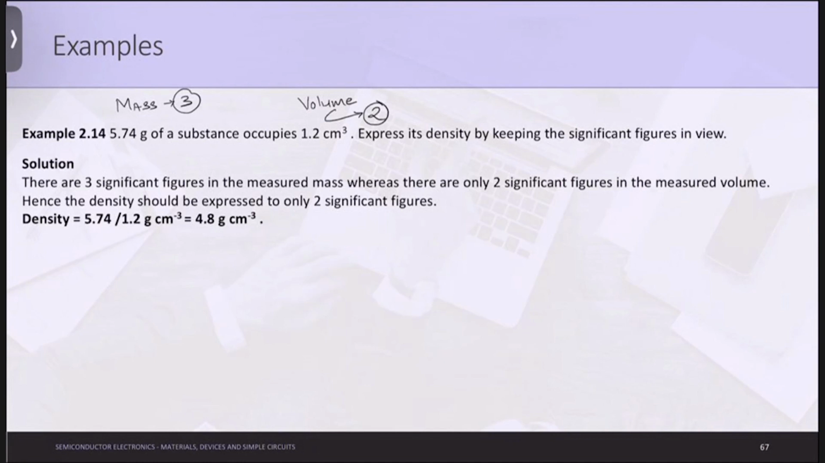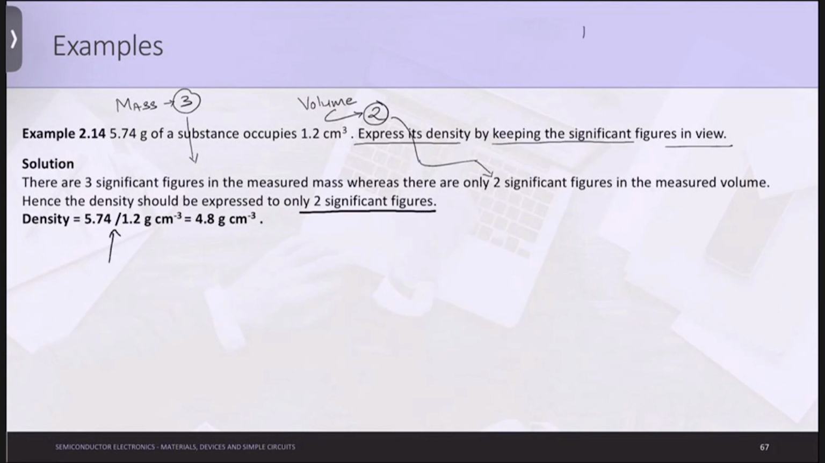Okay, let's move on. What is written? Express its density by keeping the significant figures in view. Let's look over to the solution. The solution states that there are 3 significant figures in the measured mass, whereas there are only 2 significant figures in the measured volume. Quite evident, as you can see, 3 significant figures here, 2 are being kept here. Hence the density should be expressed to only 2 significant figures. Therefore, this is a simple calculation.